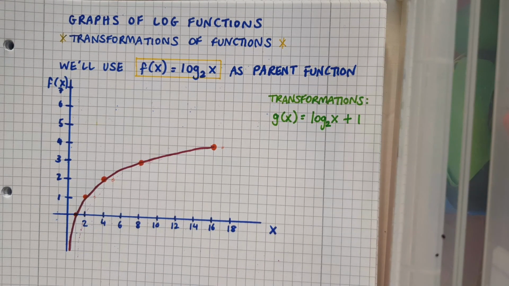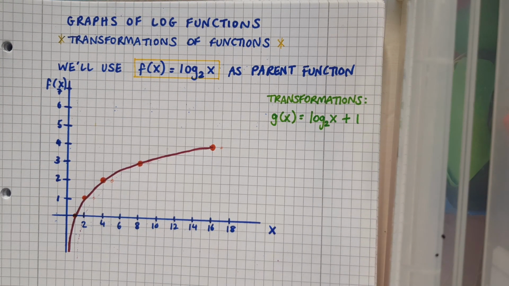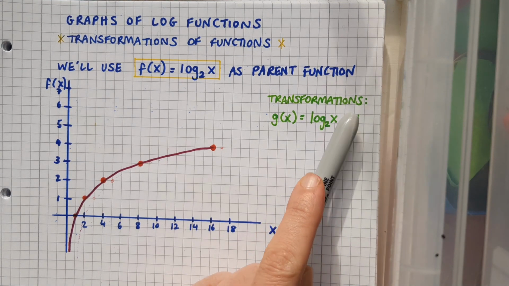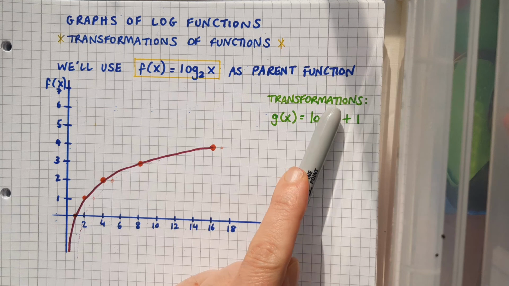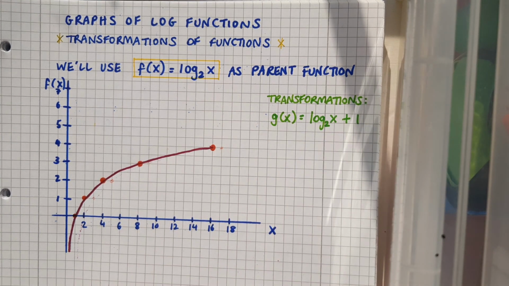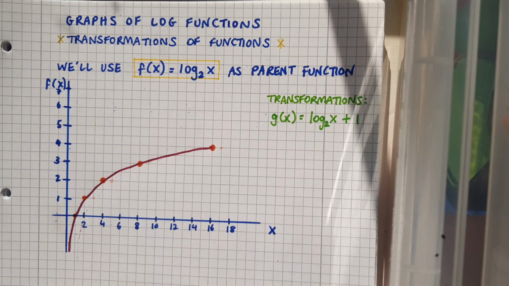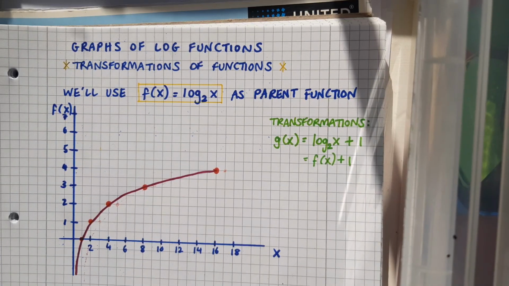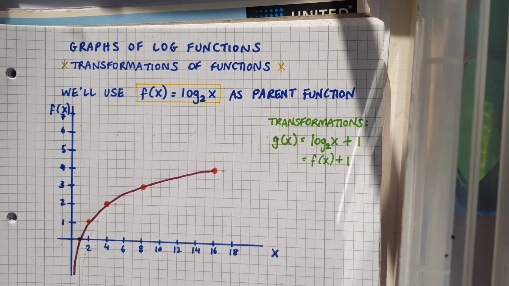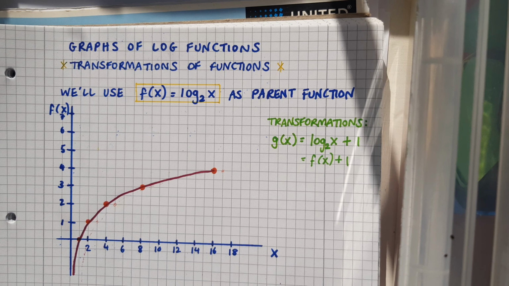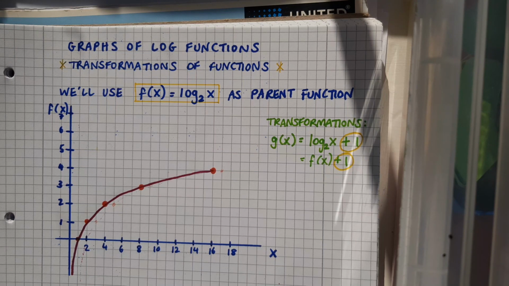So the first transformation that I'm going to have a look at is g of x equals log to the base 2 of x, plus 1. Notice there's no bracket around the x plus 1, so it's log to the base 2 of x and then separately plus 1. You might also see this written as g of x equals f of x plus 1. If I add a constant to the end of any function, it will move it vertically by that amount. So in this particular instance, I'm adding 1, so it moves every point up 1.